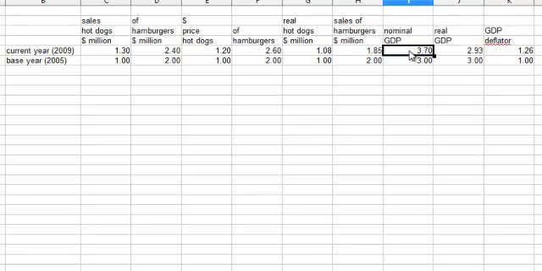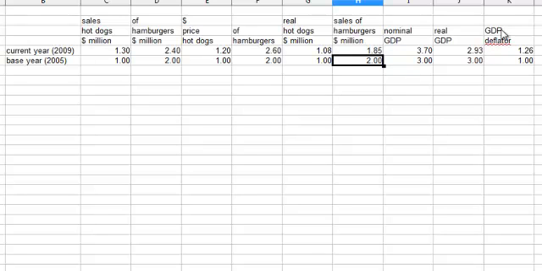Note that nominal GDP in the current year is above real GDP in the current year. Nominal GDP in the current year is above nominal GDP in the base year, but real GDP in the current year is below real GDP in the base year. So we actually, in some physical sense, sold less hamburgers and hot dogs. Actually, we sold more hot dogs, but fewer hamburgers in real terms.